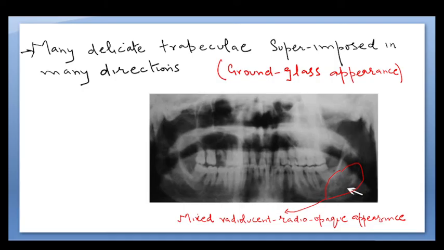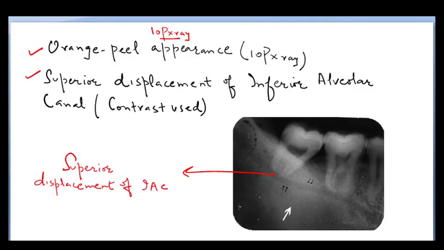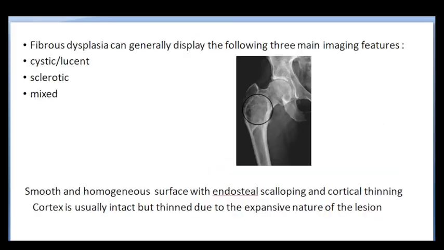In radiographs also, a mixed radiolucent radiopaque variety is seen. Sometimes many delicate trabeculae are superimposed in many directions, which leads to the ground glass appearance of fibrous dysplasia. In IOPA X-rays, an orange peel appearance is seen, and there is superior displacement of the inferior alveolar canal if proper contrast is used. So to summarize, fibrous dysplasia can be radiolucent, radiopaque, or mixed variety.